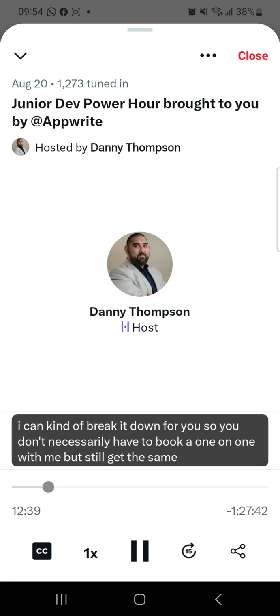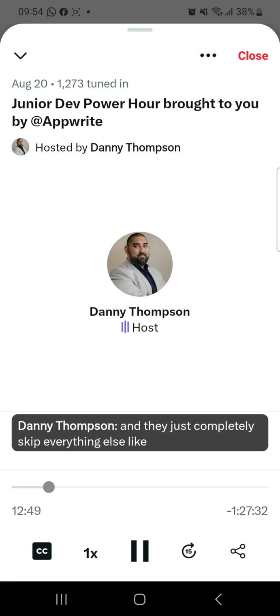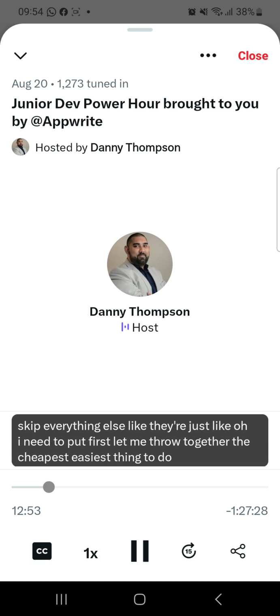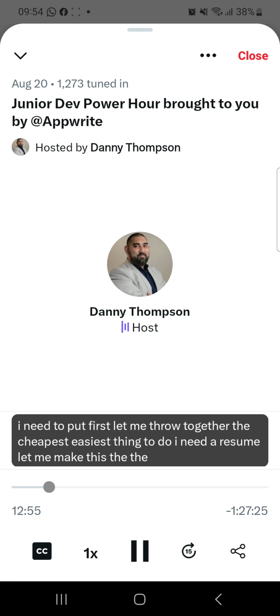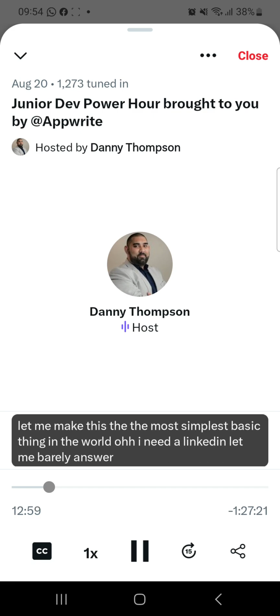So many beginners look at these items as a checklist and they immediately tick off each item, and they just completely skip everything else. They're just like, oh, I need a portfolio set. Let me throw together the cheapest, easiest thing to do. Oh, I need a resume. Let me make this the simplest, most basic thing in the world. Oh, I need a LinkedIn. Let me barely answer the questions that it's asking me just so I can have the profile up.